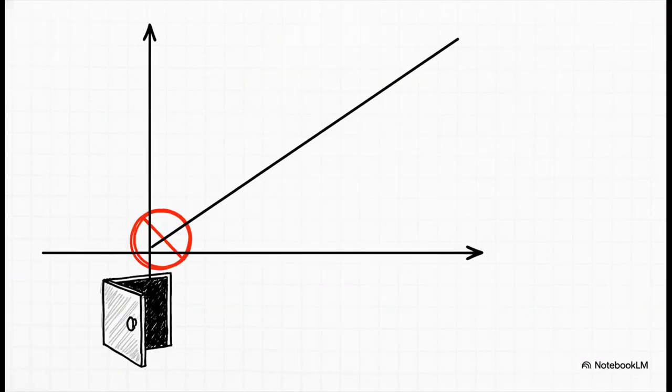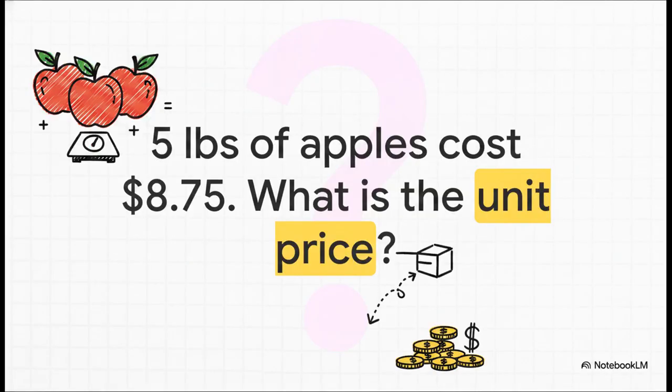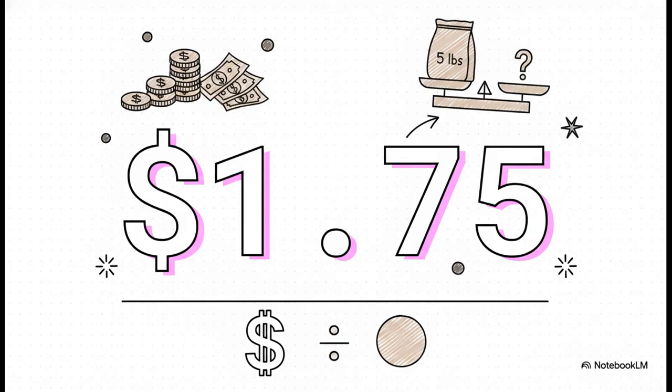The answer is no way. That plus 7 at the end means the graph crosses the y-axis at 7, which means it completely misses the origin. Awesome job if you caught that trapdoor. Next up, question 2. If 5 pounds of apples cost $8.75, what is the exact cost per pound? Find that unit rate. The answer is $1.75 per pound. You literally just take the total cost, 8.75, and divide it by the 5 pounds. Money divided by items gives you the unit price every single time.